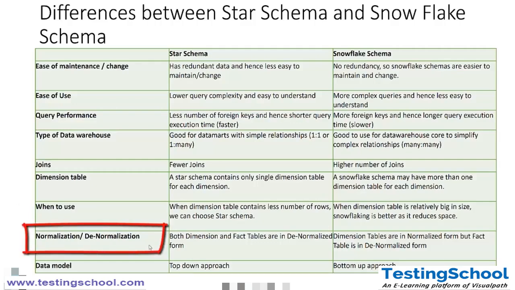Normalization and denormalization: in star schema, both dimension and fact tables are denormalized in form, which means they will contain duplicate data. However, in the snowflake schema, dimension tables are in normalized form, but the fact table is in denormalized form. Again, we talk about this from the concept perspective, but at the end of the day, it is what the business needs and how they want to look at the data, right? It is all driven by your requirement.